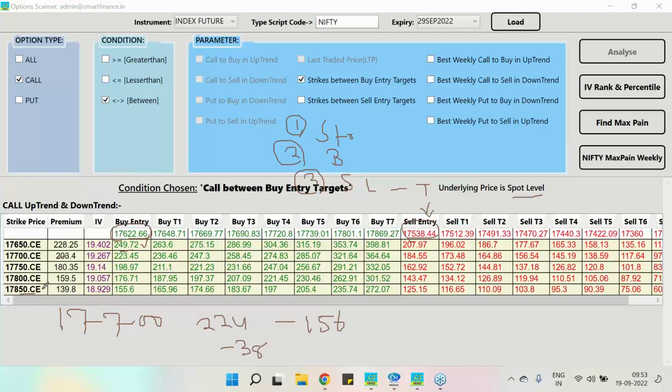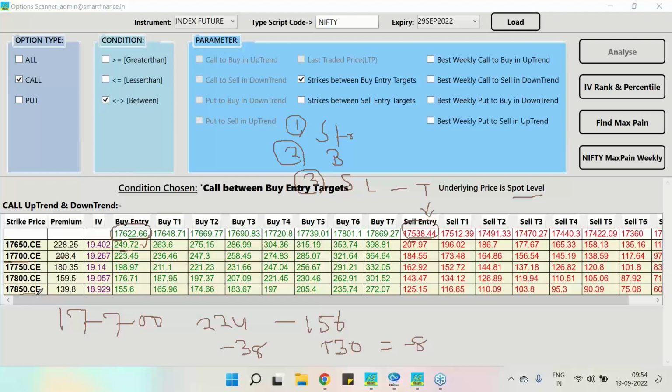However, I have sold this option at 155, which will be at 125 at that time. So 30 rupees I will be gaining from here. So I can do my risk management also. My net loss will be 8 rupees if I buy the 17,700 call option at the required price and sell the 17,850 call option. This is for the stop loss management.